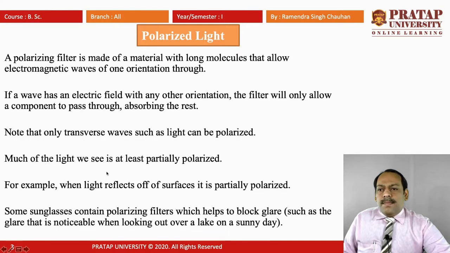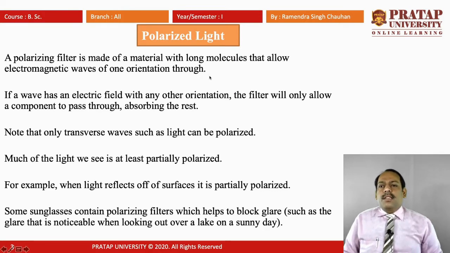Now, for polarized light, a polarizing filter is made of a material with long molecules that allow electromagnetic waves of one orientation through. That is, if we want to create polarized light, we use a polarization filter, and in a polarization filter only specific orientations of the electric field are allowed, and the rest of the orientations or components of the electric vectors are absorbed.